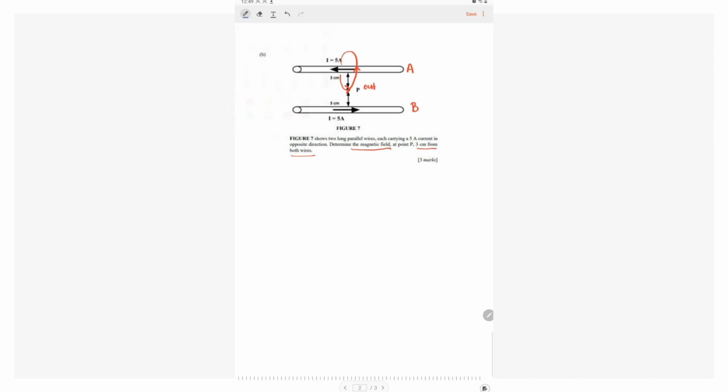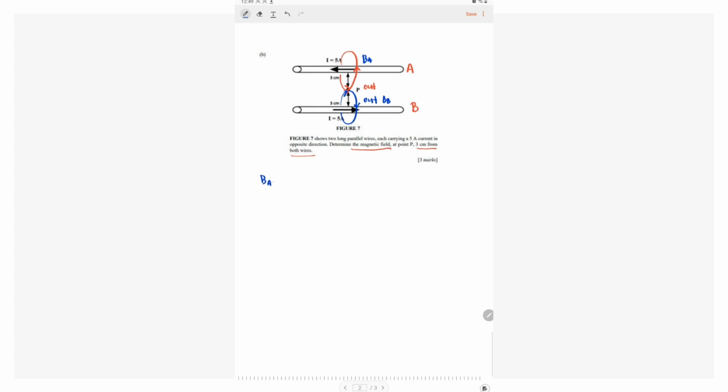Okay, macam mana pula untuk B? Untuk B, sebab dia ke kanan. Dia ke kanan. Okay, arah dia macam ni. Okay, tapi dekat point ni pun dia out of page. Maksudnya B daripada A dan B daripada conductor B adalah sama arah, out of page. Okay, sekarang kita cari magnitude dia.